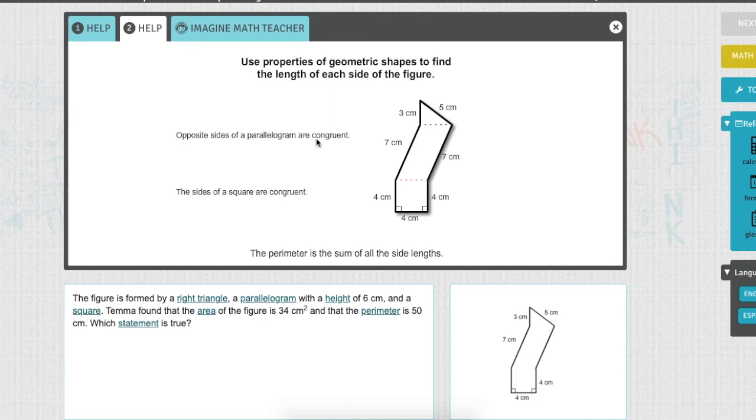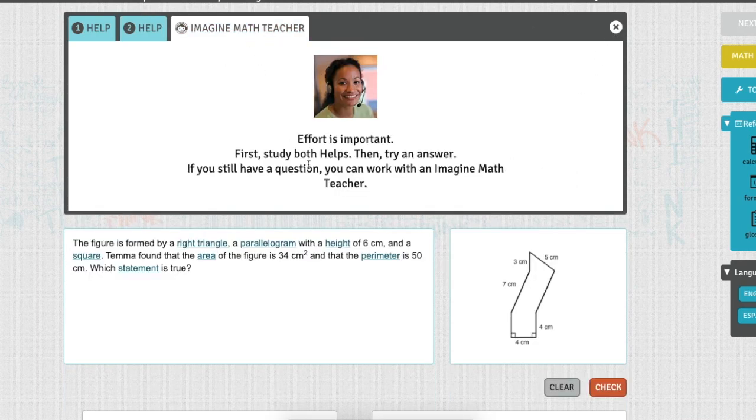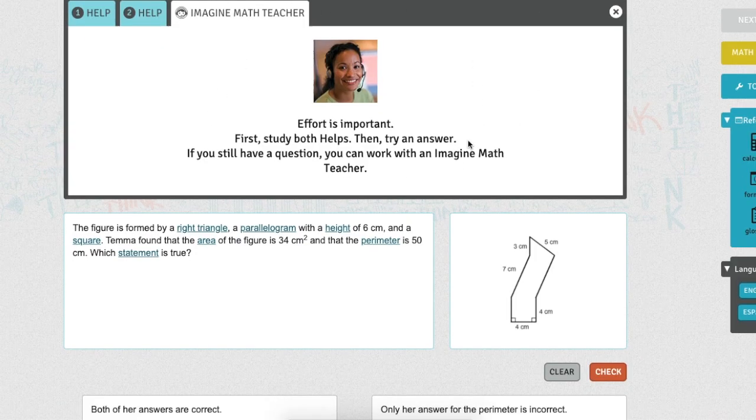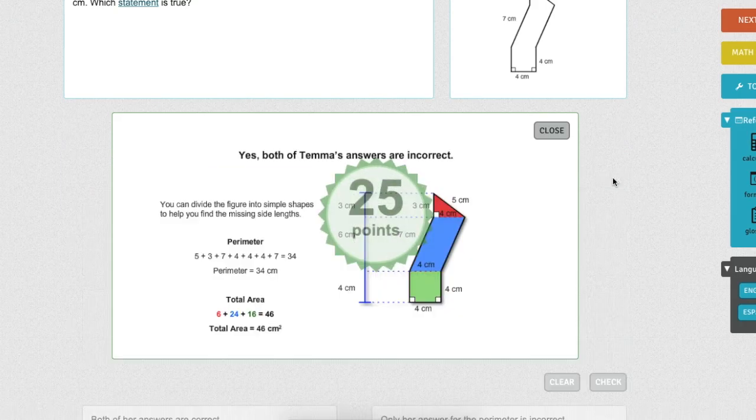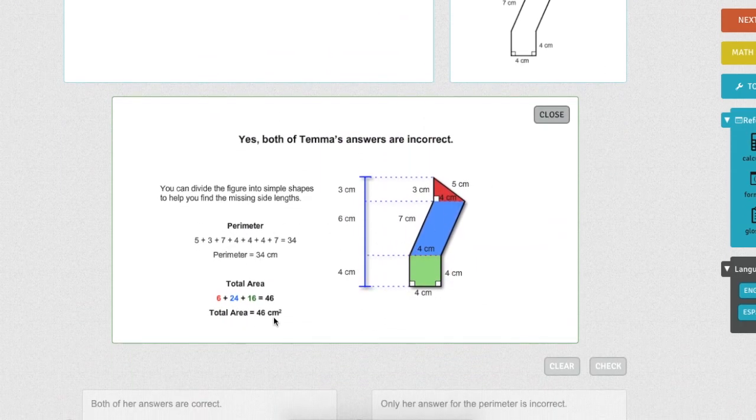The opposite sides of the parallelogram are congruent. So when we were looking for that side length, remember I said this was 7, and that seems to be true, and that this was 4, and that seems to be true. Based on what I'm seeing, I think we're right. If we get it wrong, though, we can always use the Imagine Math teacher for help. So we're going to check. And we were right. We did find the correct areas for each and the perimeter too. So we're moving on.